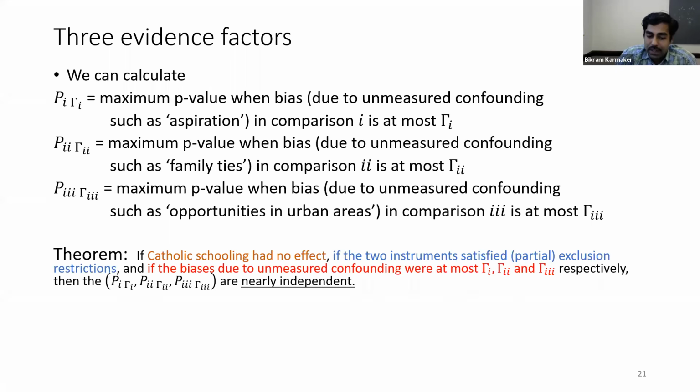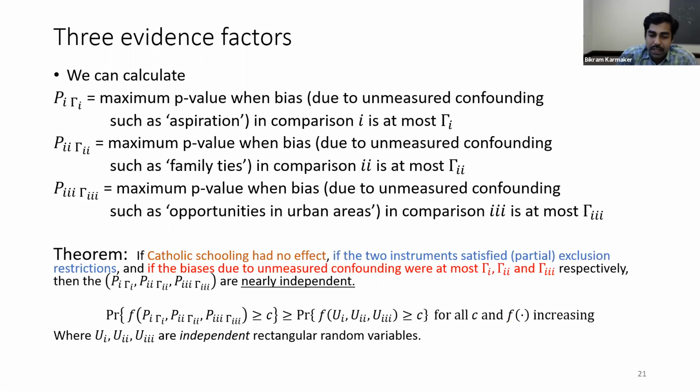What you can prove is, if Catholic schooling had no effect, and if the 2 instruments satisfied partial exclusion restriction, which is something a little more relaxed than the exclusion restriction, and if the biases due to unmeasured confounding were at most gamma 1, gamma 2, and gamma 3 in our 3 comparisons, then these 3 maximum p-values are indeed nearly independent. So just for completeness, by near independence, I mean the following mathematical statement. I won't go into it.